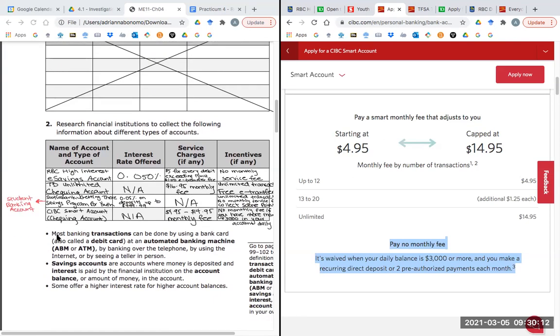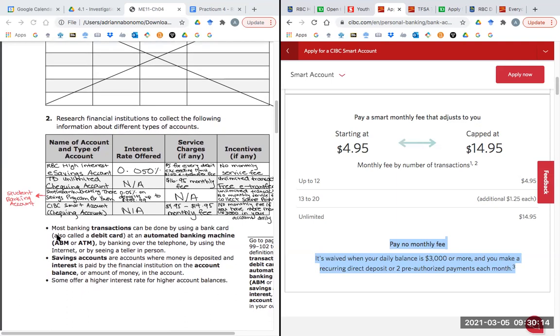So if we move on, here it says most banking transactions can be done by using a bank card, which we call a debit card, at an automated banking machine or an ATM, by banking over the phone or by using the internet, or even seeing the teller in person at a bank. So these are ways that you can make a transaction. And a transaction is just another fancy way of saying a purchase or anything that involves you using your debit card.